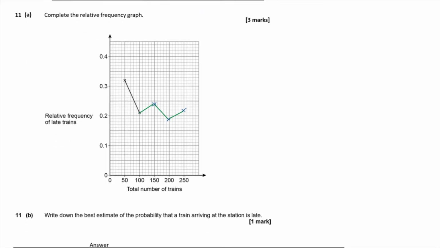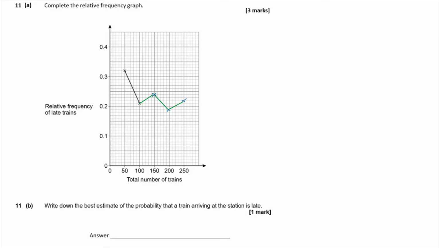Right, now part B says write down the best estimate of the probability that a train arriving at the station is late. Oh, okay, I just kind of answered that. Didn't know that was going to be the question, but it's that last one there, isn't it? The final point on the graph is the best estimate of probability, so it's going to be 0.22.